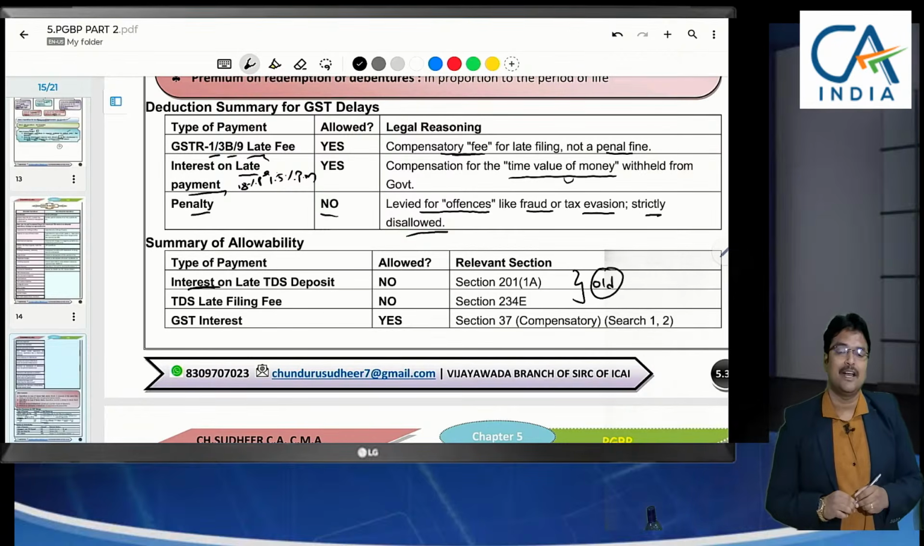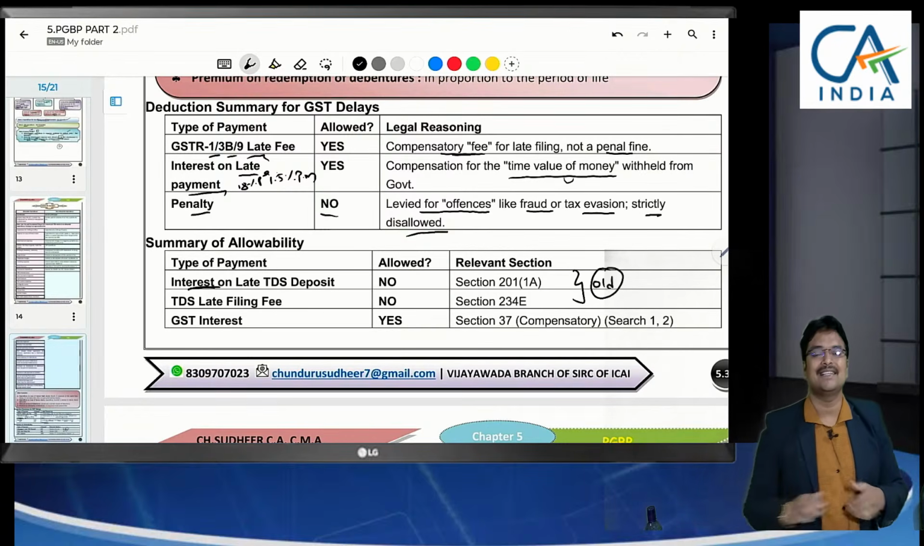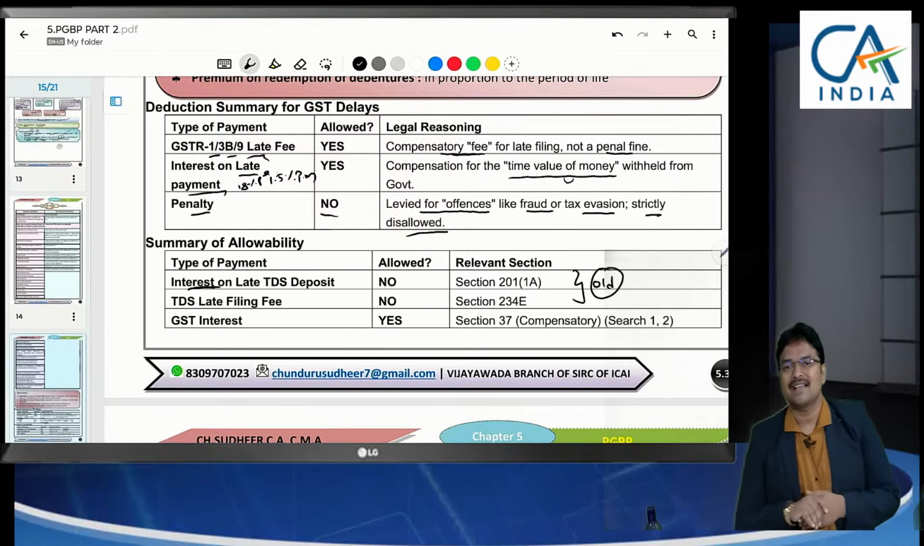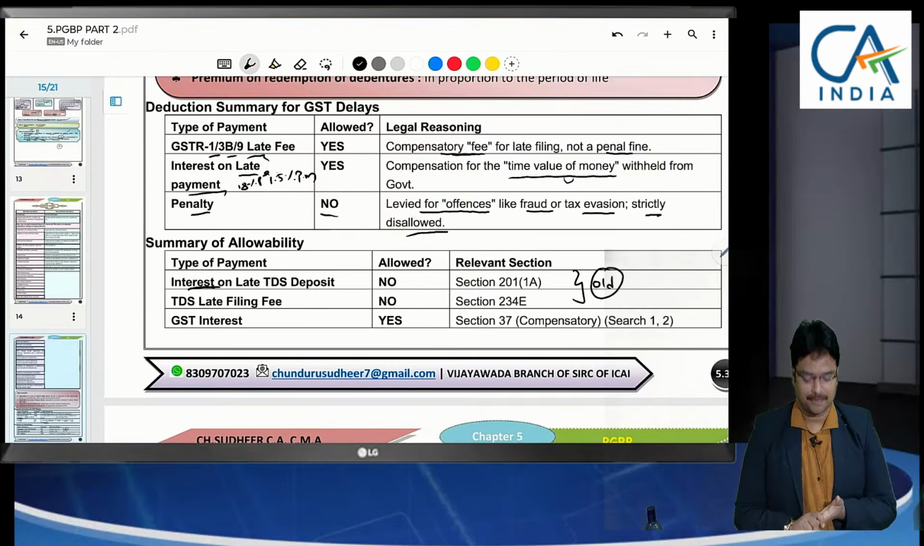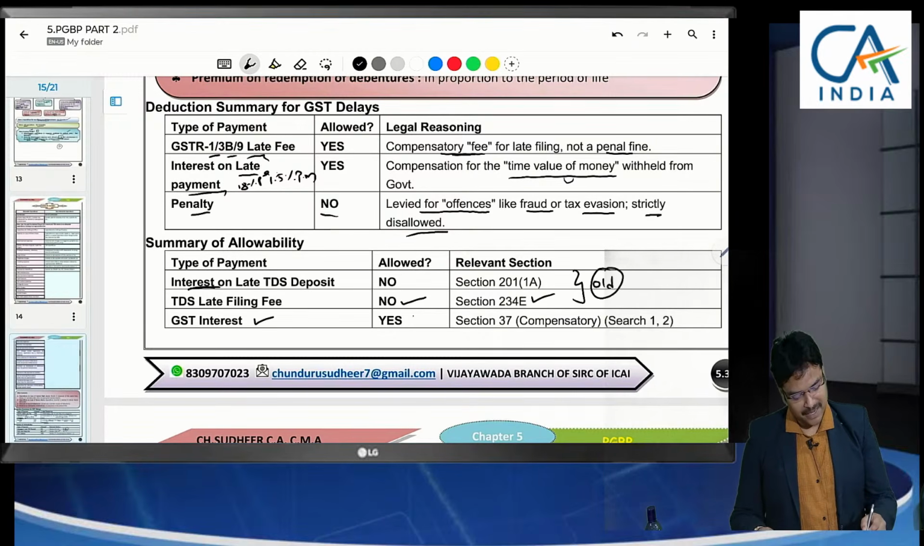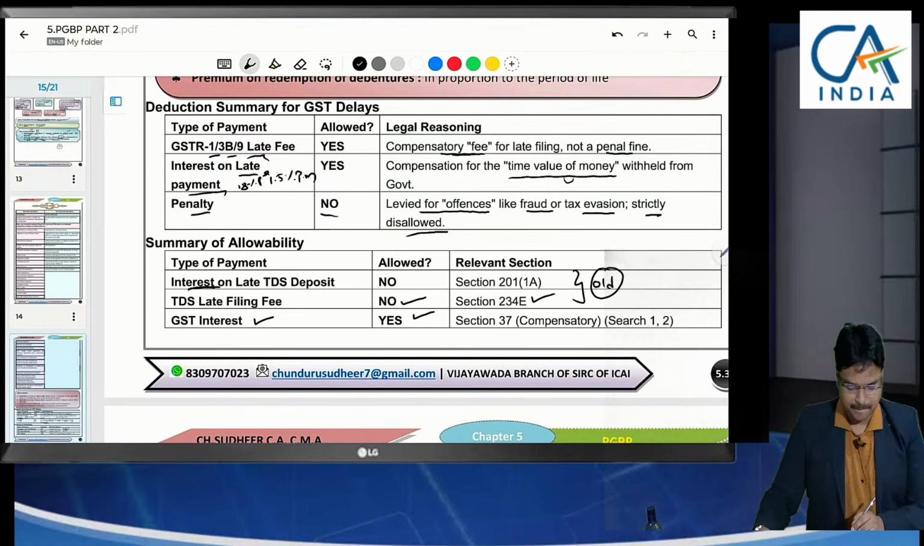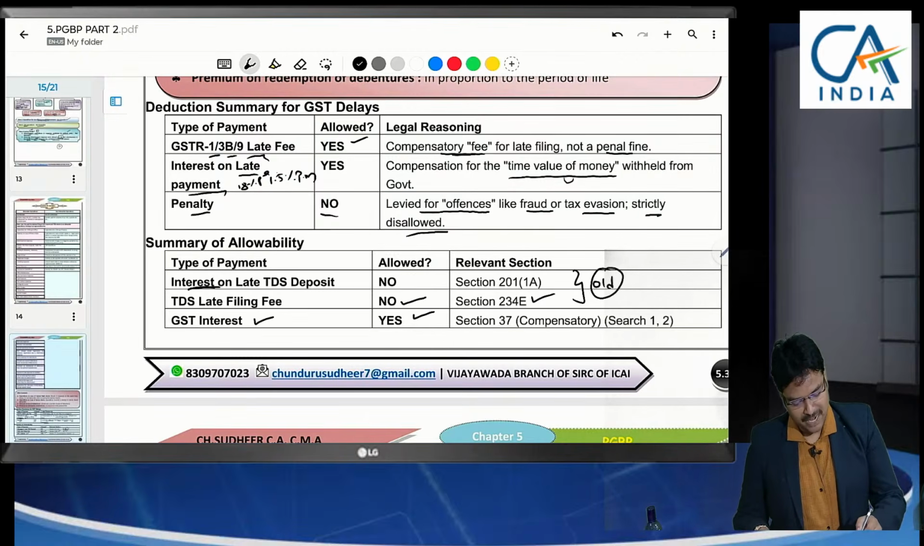Interest on late payment of TDS is nothing but income tax interest, and that cannot be claimed as deduction. Late filing fee under 234E you cannot claim. However, GST late payment interest can be claimed. Here these points 1 and 2 I have already given. Okay.